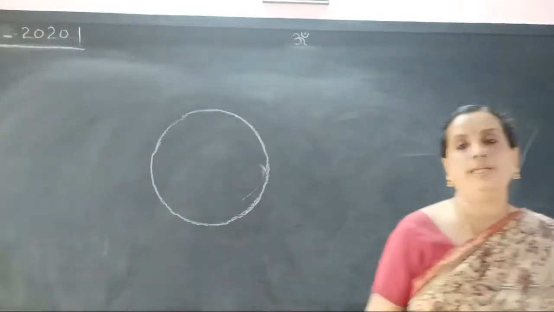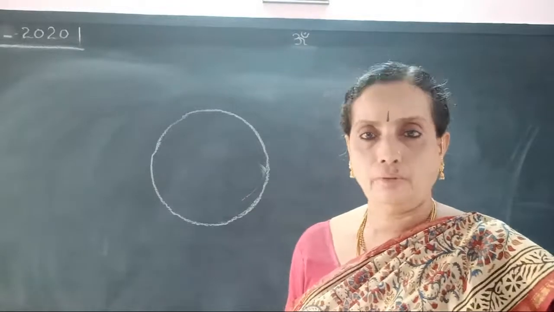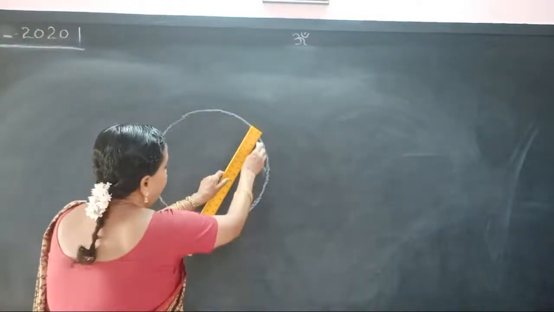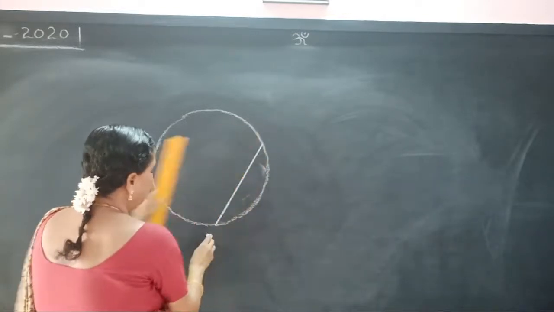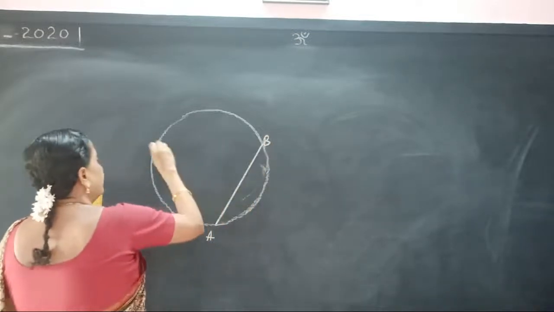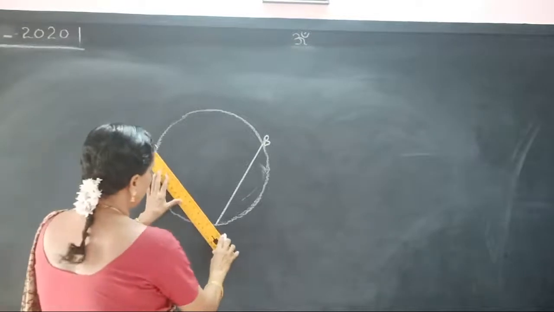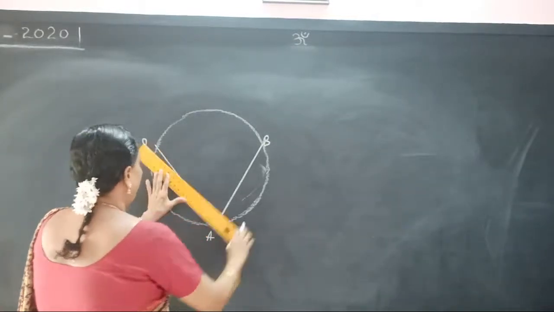So with any radius, the circle is ready. Next step is draw a chord. You know what is chord? Draw a chord AB. Take a point P in the major segment. Join AP and BP.